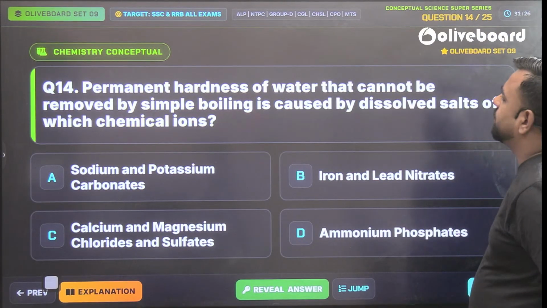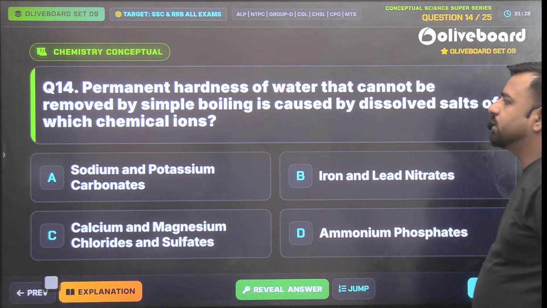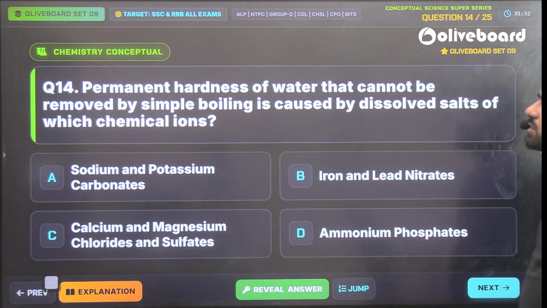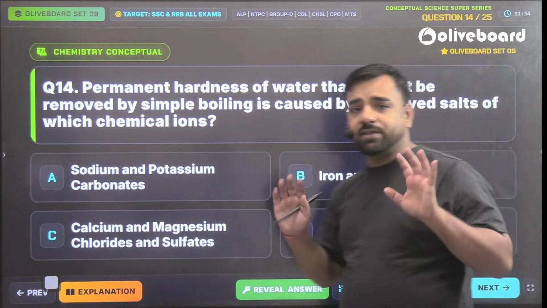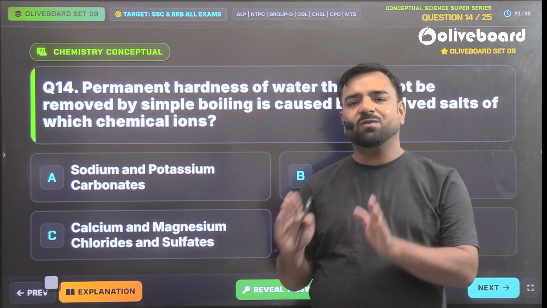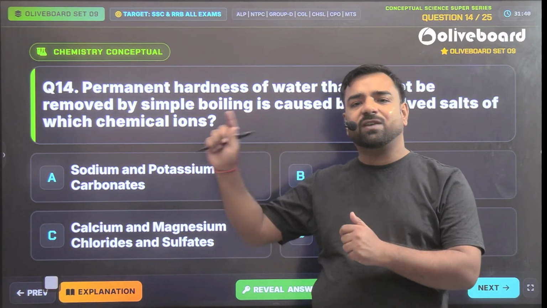Permanent hardness of the water that cannot be removed by simple boiling is caused by dissolved salts of which chemical ions? Guys, we have discussed it. What is hardness? So hardness of the water is linked with the dissolved salts of calcium and magnesium.